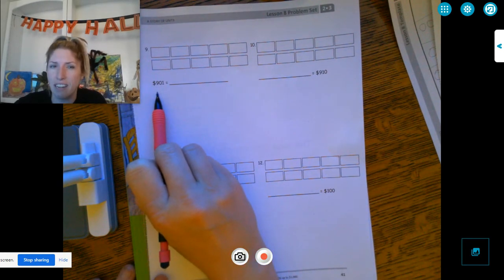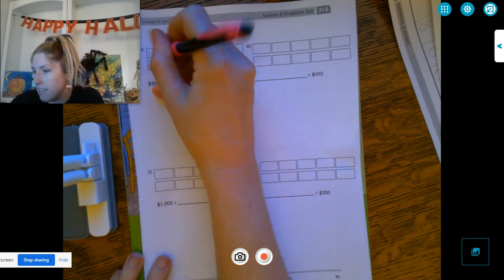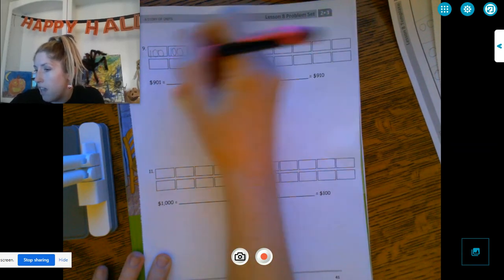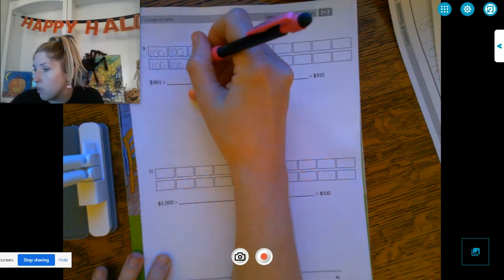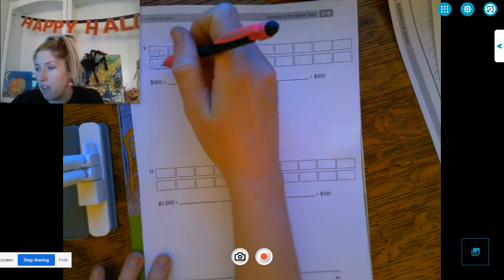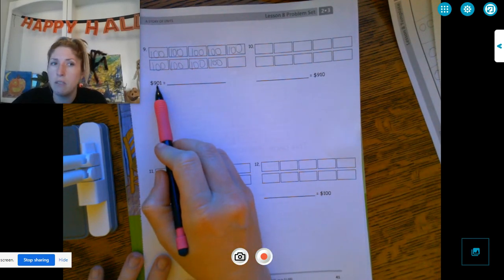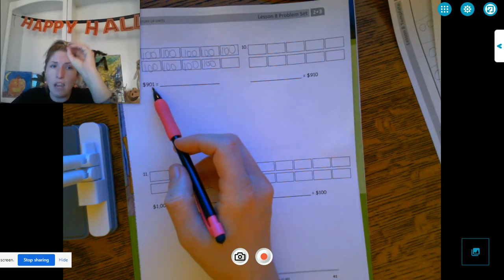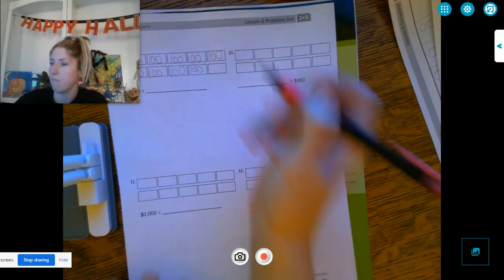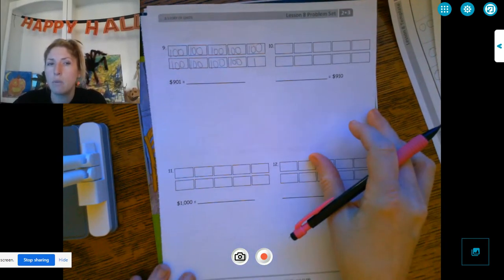How many hundreds are there in 901? 9 hundreds. So on 9 of these guys, you're going to write $100. And I don't even have to count them because they're in rows of 5, which tells me one whole row is going to be $100, and then almost all of the next row is going to be $100. Okay, how many $10 bills? 0. No $10 bills. And how many $1 bills? 1. So 1, 1.